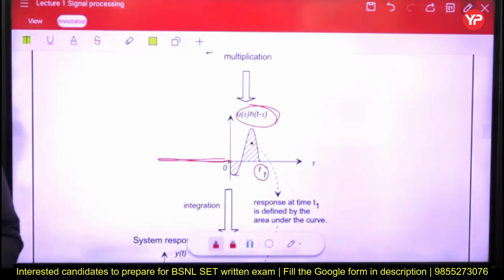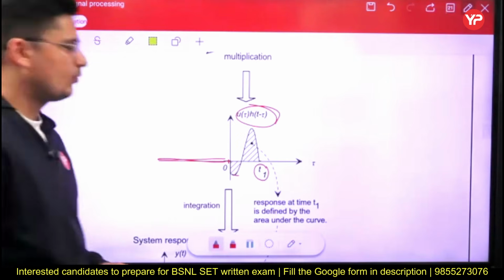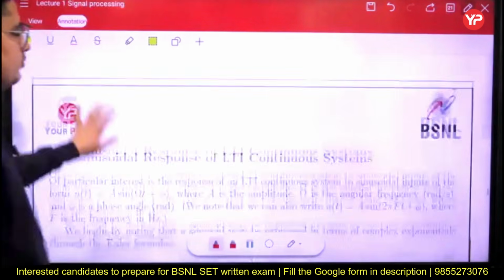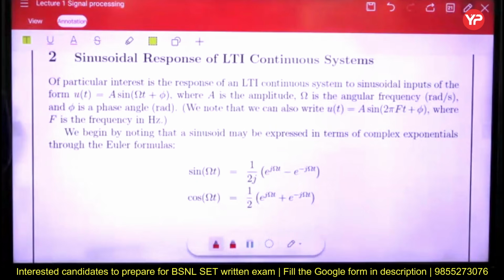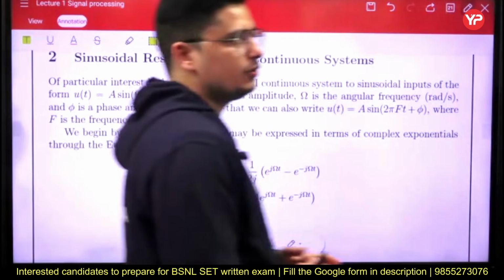Yes, you have to remember the formula. The formula is important, but the basic idea about the convolution I already gave you.